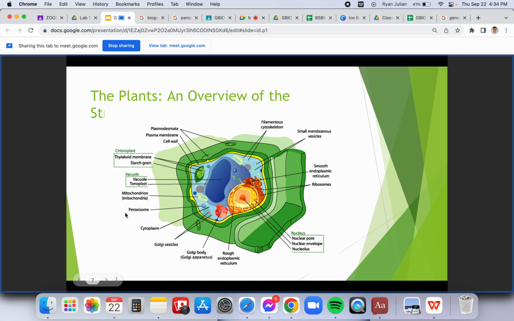Peroxisome, it is a structure that is an oval shape that you can see here, which is composed of enzymatic structure that breaks down toxic chemicals or materials present in a cell. In other words, it is the one that eliminates these unwanted substances out of the plant cell.